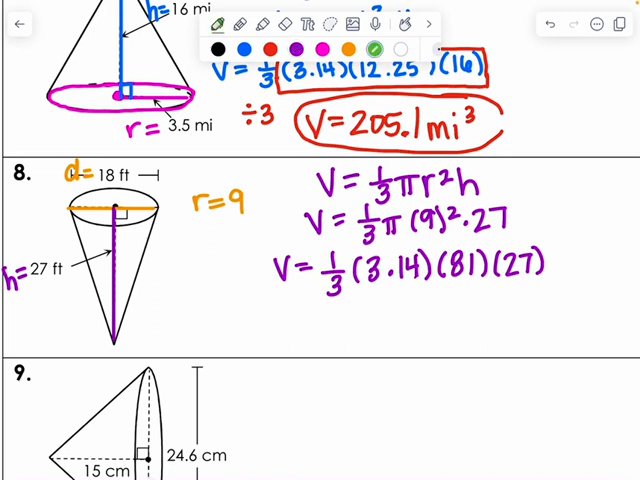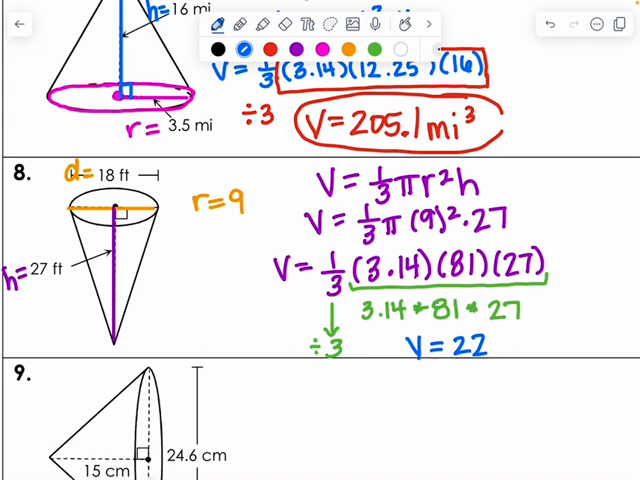Okay, remember, I would like you to take this piece first. So in your calculator, can you take 3.14 times 81 times 27? And once you get that number, then we're going to take that 1/3, which is the same thing as divide by 3. So our volume, did you get 2,289.1 cubic feet?